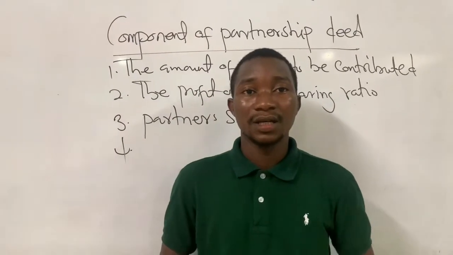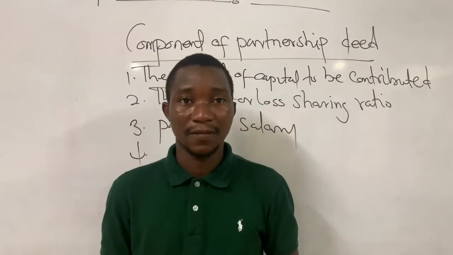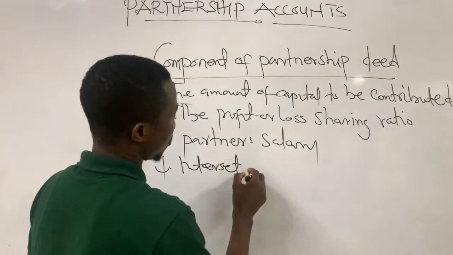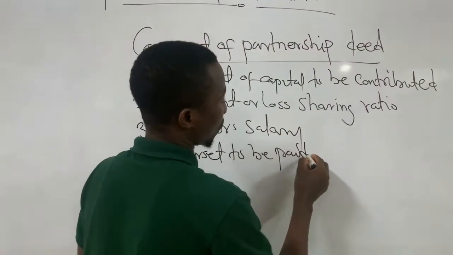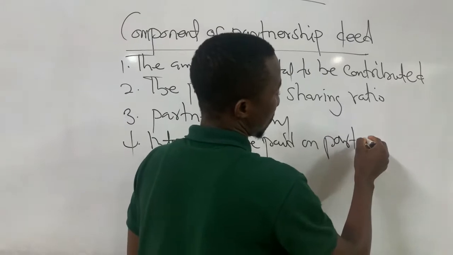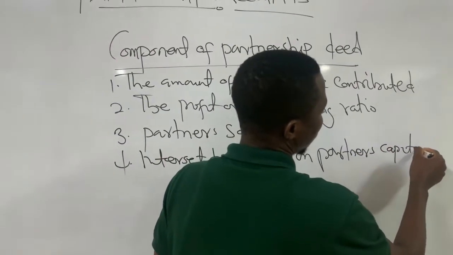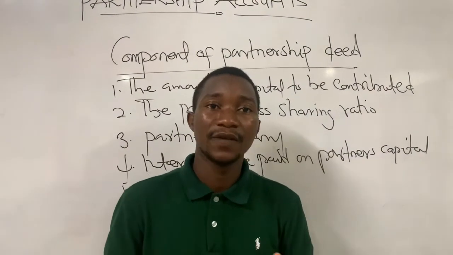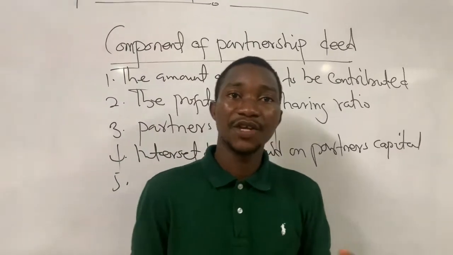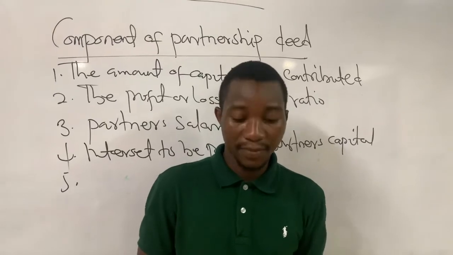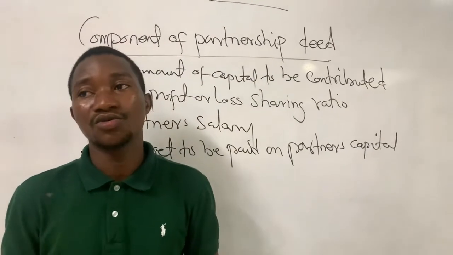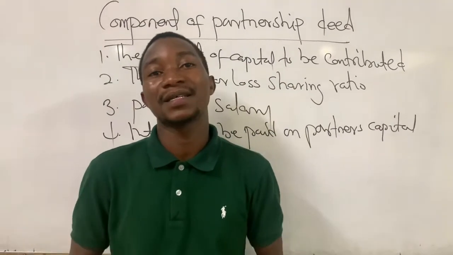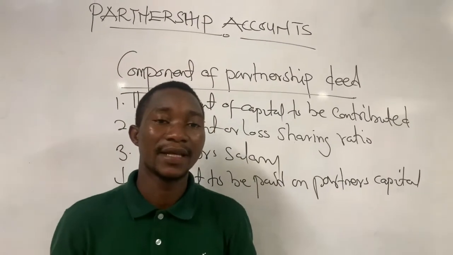The fourth one is the rate of interest to be paid on partners' capital. And five, the rate of interest to be charged on partners' drawings. If there should be any interest charged on partners' drawings, it must also be contained in the partnership agreement. The method of goodwill valuation is also supposed to be included in the partnership agreement. And if there is any interest to be paid on partners' current account, it is supposed to be included in the partnership agreement.